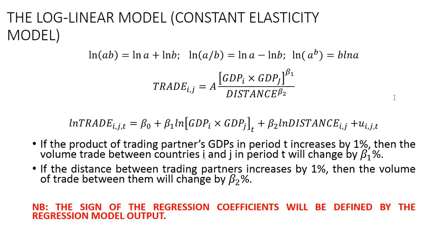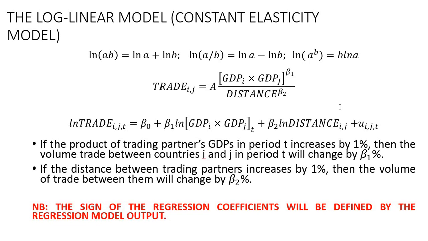So if you're good at math, you could say that here we actually should have a minus, because you divide by distance. So actually, yeah, you have it here. But it doesn't really matter. You can just have distance expressed in its original form, like 800 kilometers or 1000 miles, whatever you prefer. And then the regression coefficients will be defined by the regression model output.